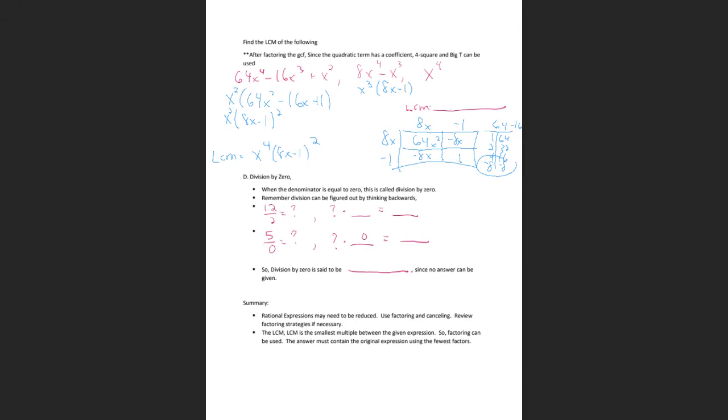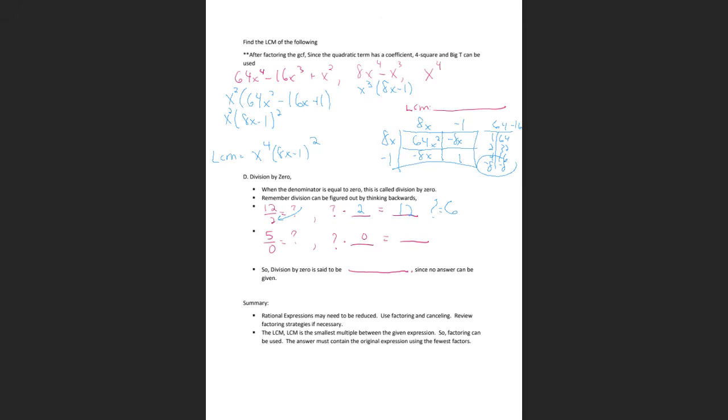Okay, so that's a tough question. Another thing we want to talk about is division by 0. Notice that when the denominator is equal to 0, this is called division by 0. So in division, if you recall, you basically do it by thinking backwards. So instead of saying 12 divided by 2 is something, you can go backwards and say something times 2 must get you back to the 12. So what times 2 would give you 12? Well, that would have to be 6. So what we're looking for would be the 6.